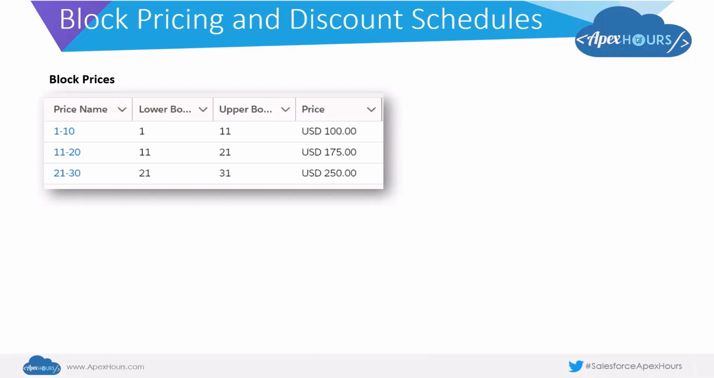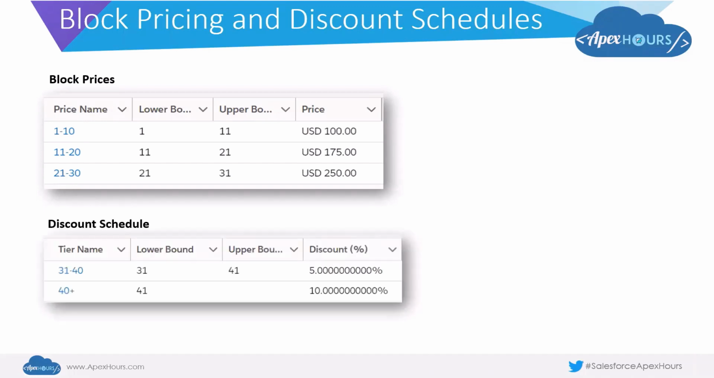Now, combining this with discount schedules allows you to give a feature where if you purchase anything higher than the top tier's upper bound, you can apply a discount. So as an example, you can set up a discount schedule on the same product with a lower bound which matches the upper bound of the highest tier. So essentially, where block pricing ends, the discount schedule will pick up.